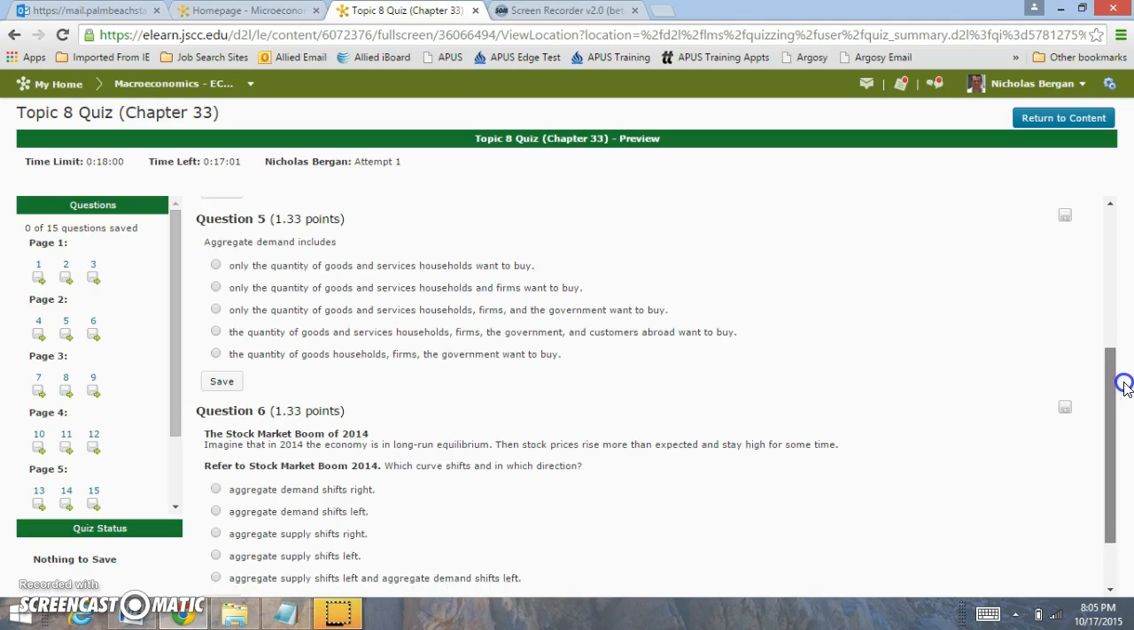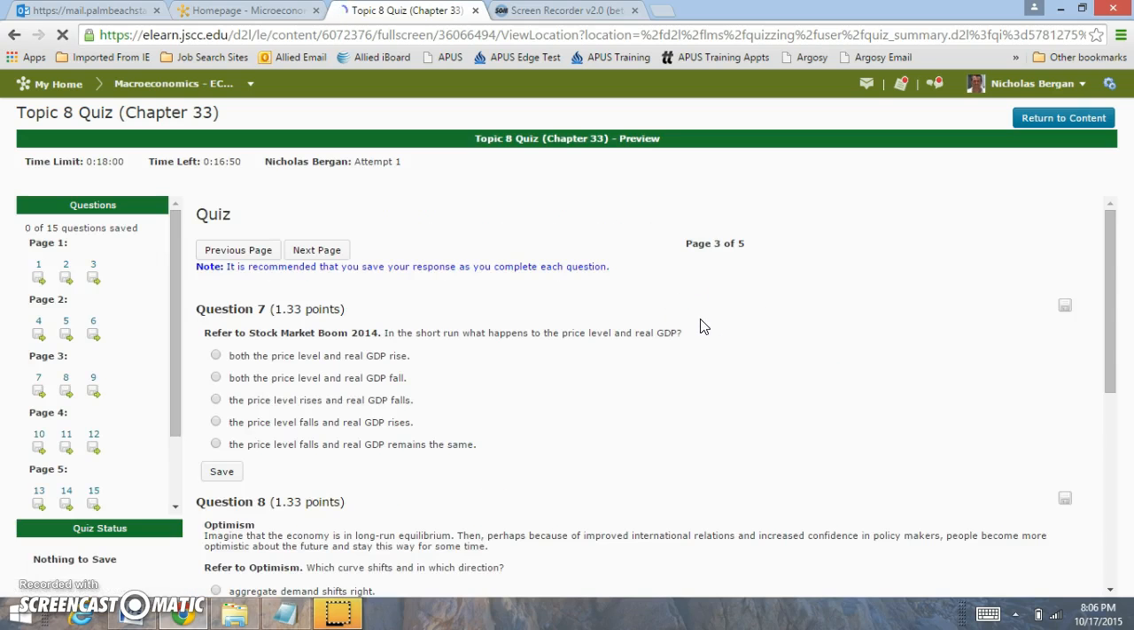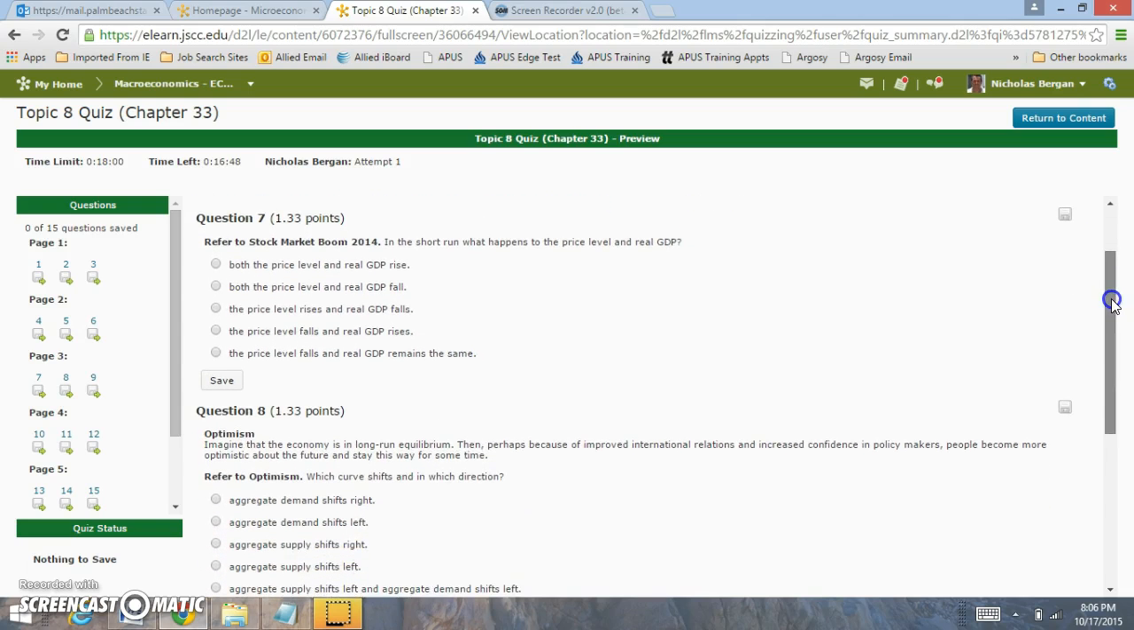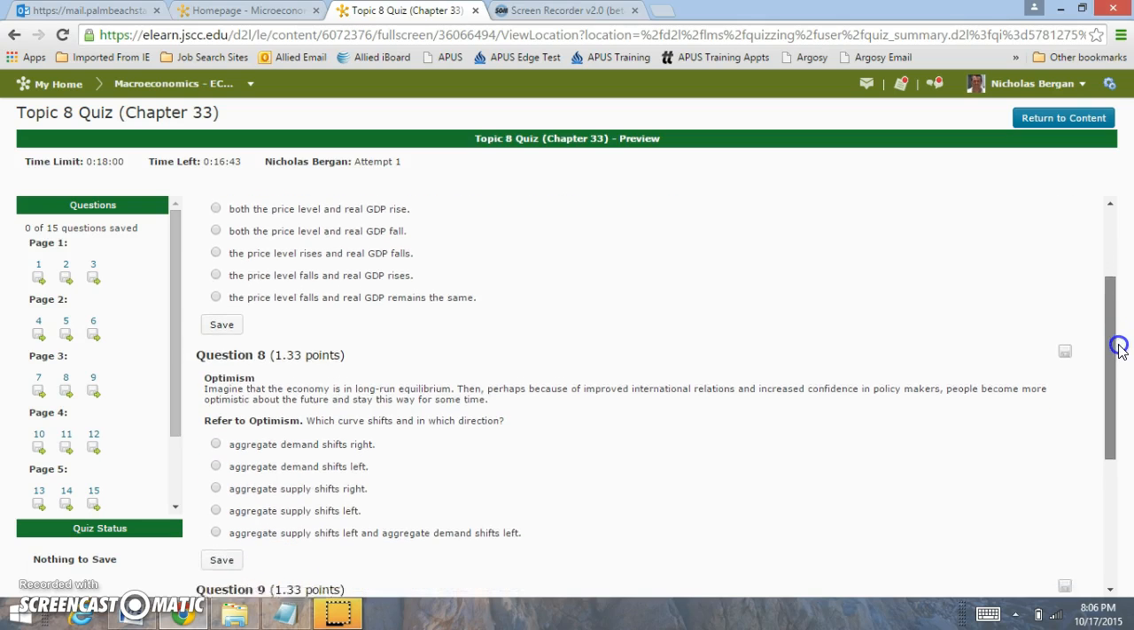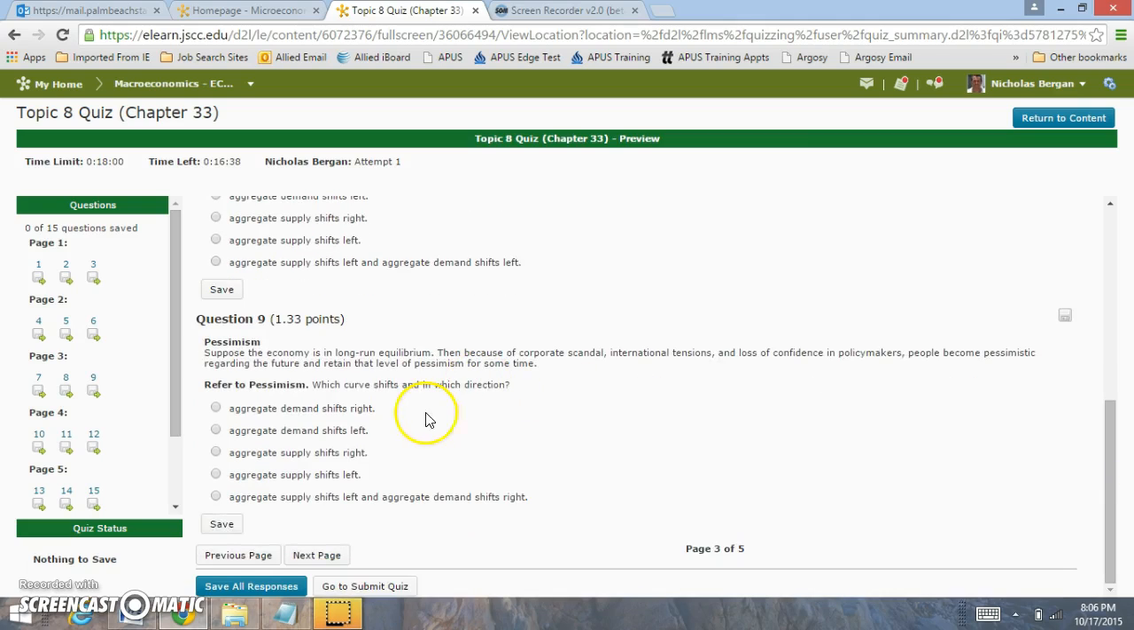Question 5 deals with the definition of aggregate demand. Question 6 looks at consumer confidence and how a stock market boom will influence how consumers spend. Question 7 looks at the stock market boom and what will happen in the short run if aggregate demand will increase. Question 9 deals with pessimism. There are a lot of pessimistic views around the economy. How will that influence aggregate demand and the shifts that will be influenced?